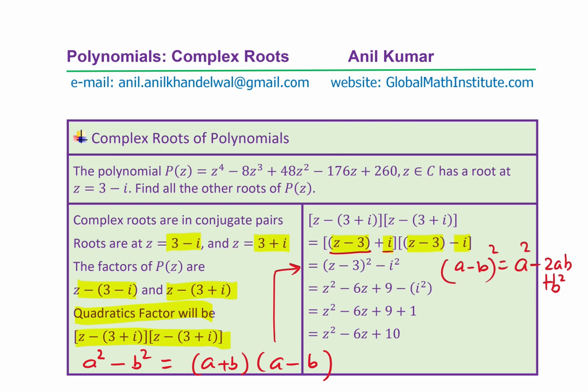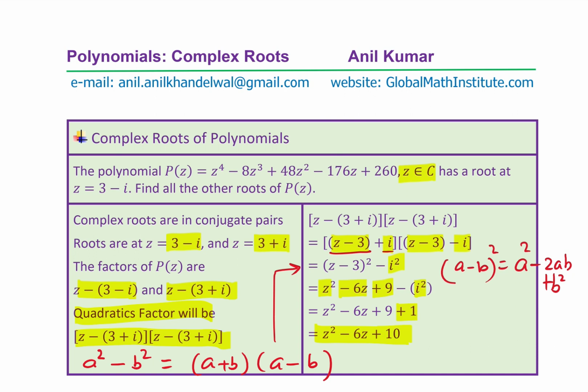So a square is z square minus 2ab gives me 6z plus 9. And what is i square? Well, i square is minus 1, and therefore minus and minus becomes plus 1. Adding 1 to 9, we get 10, and we do have the other quadratic factor, which is z square minus 6z plus 10, right? Where z is a complex number.